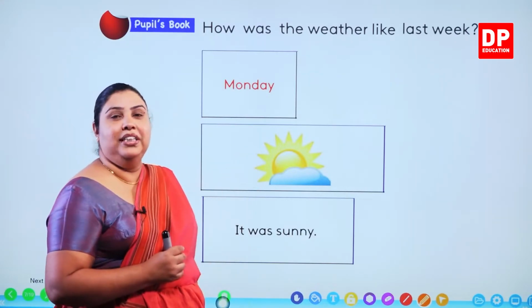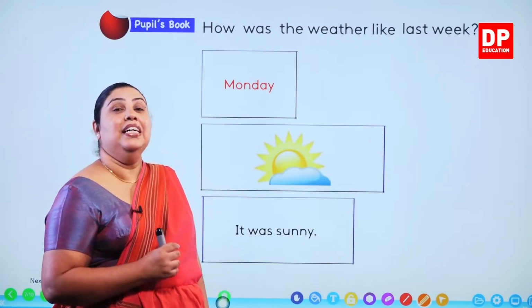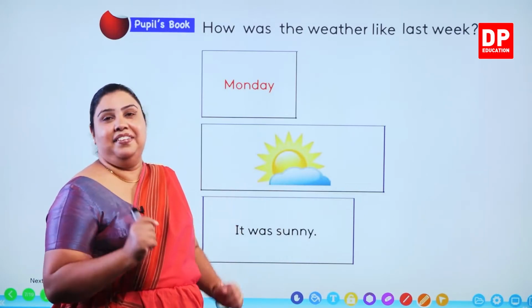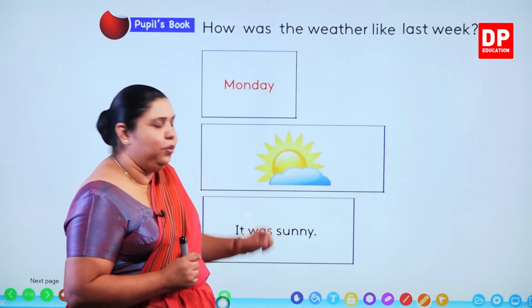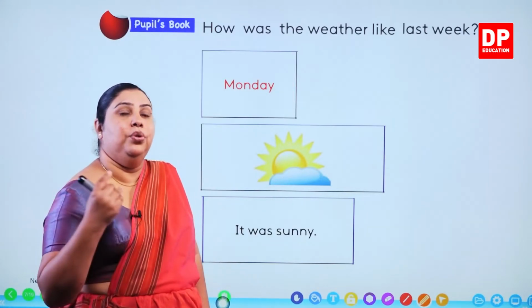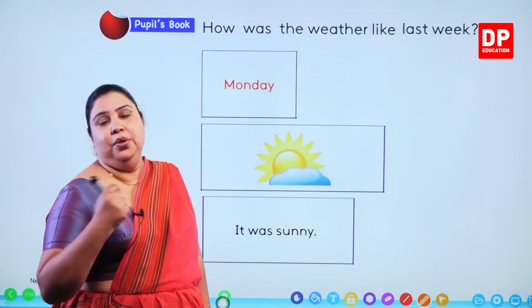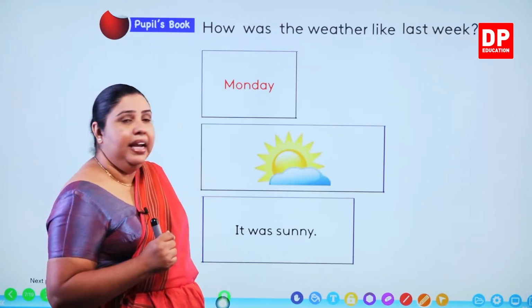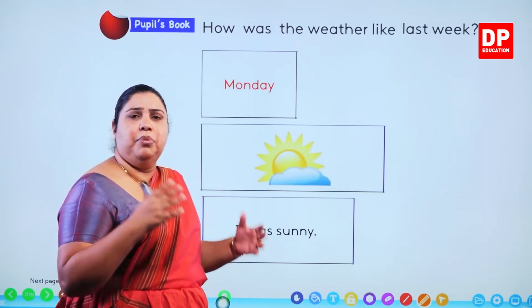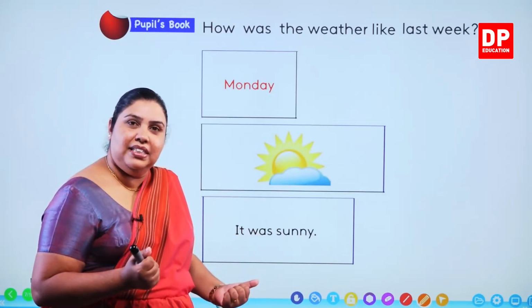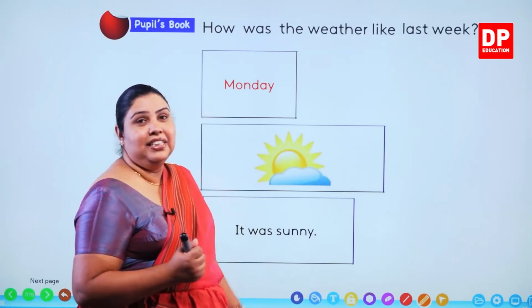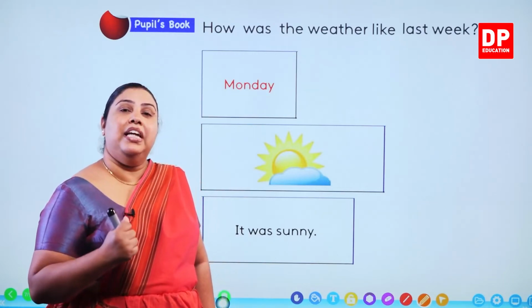What do you call this day? It is a bright sun that we see here. Do we see any dark clouds? No, we don't see any dark clouds. And do you see any rain? No, we don't have any rain. And is it windy? Can you see the branches moving up and down? No. Then what can we see? We can see the bright sun. So what type of a day was it?